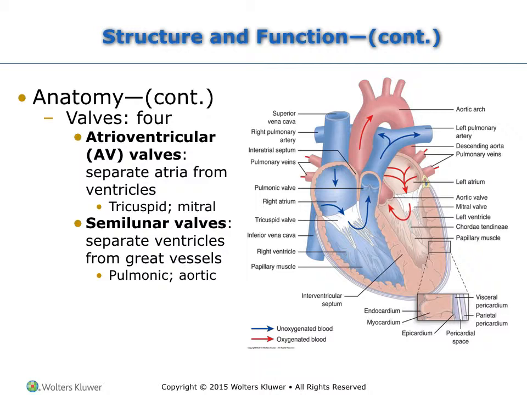Brief review of the structure of the heart. There are four valves, major valves in the heart. There are the atrioventricular valves, or the AV valves, which separate the atria from the ventricles, and those are known as the tricuspid valve and the mitral valve. There are two semilunar valves, which separate the ventricles from the great vessels, and those are known as the pulmonic and the aortic valve.